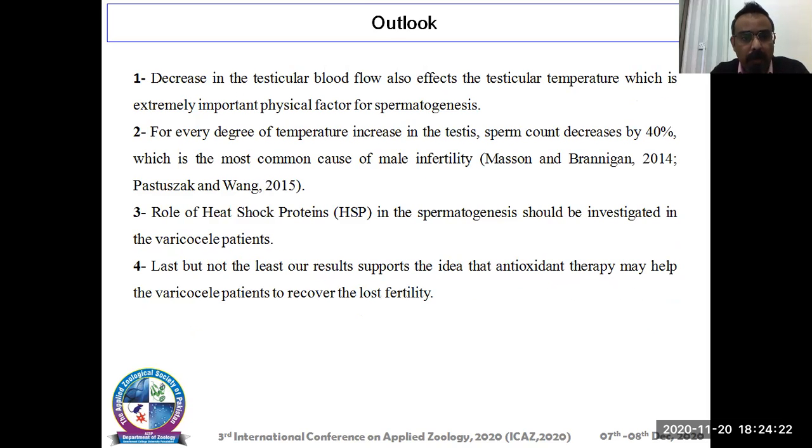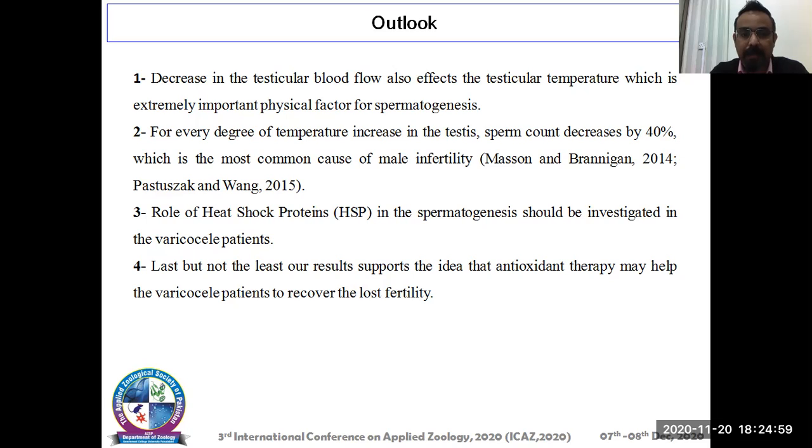For the future outlook, there is one other important point, and that is the testicular temperature. This hampered blood supply towards the testes also causes an increase in the testicular temperature. Now, for every degree of temperature rise in the testes, the sperm count decreases by 40%. And this low sperm count is the main cause of the male infertility.